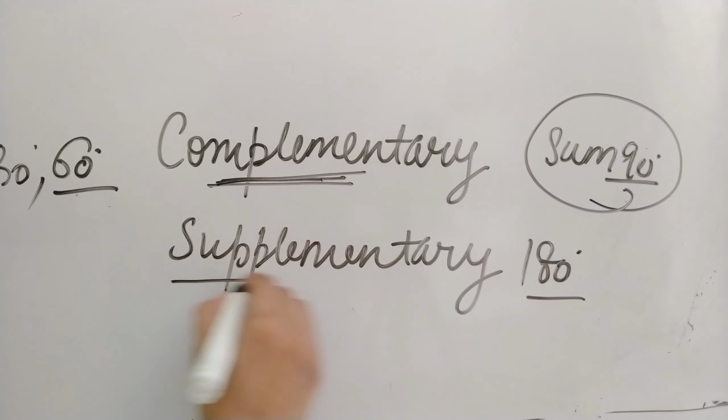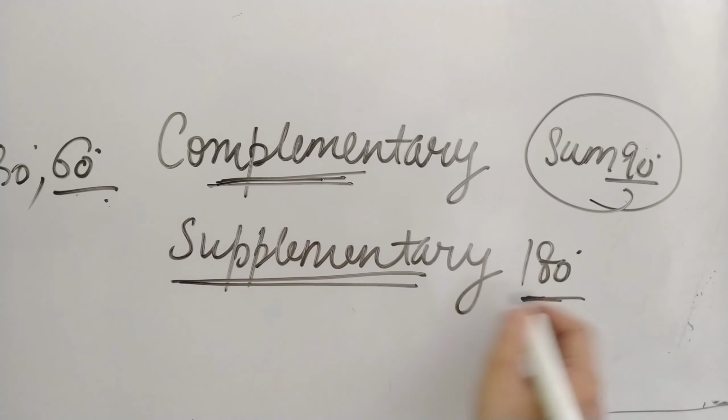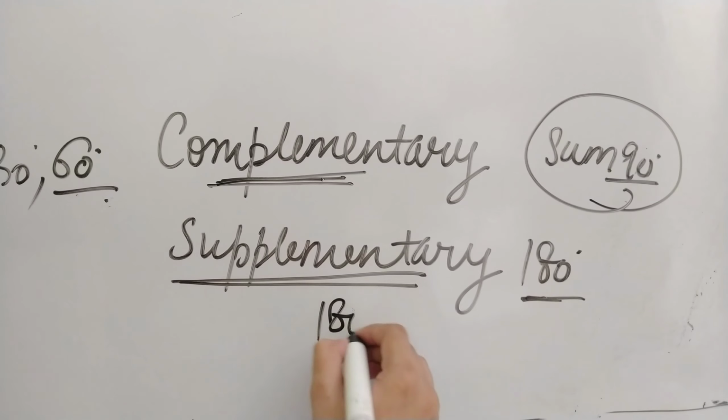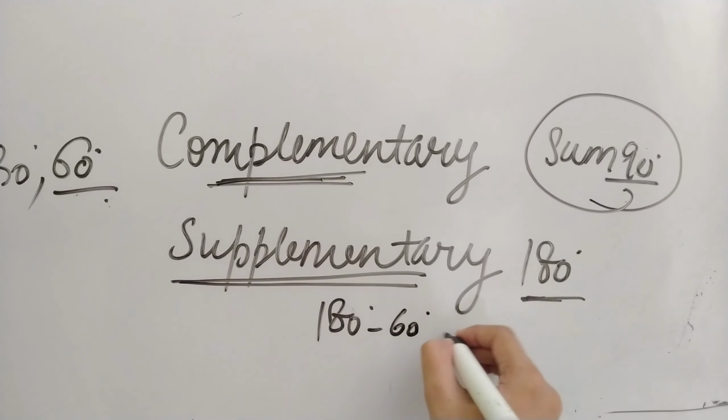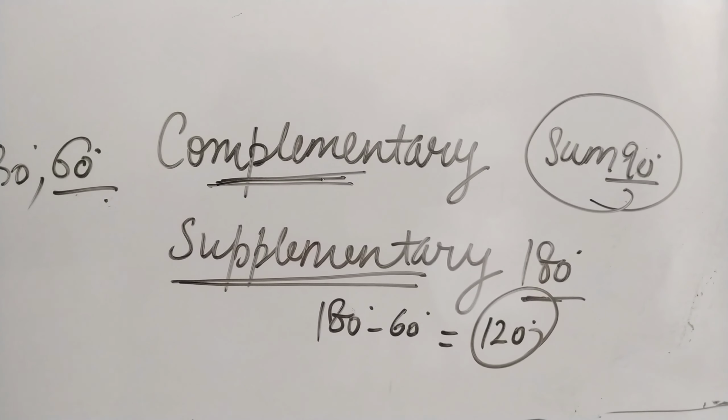Now if it is asked to find the supplement of 60 degrees, this time you will subtract from 180 degrees. When you subtract 60 degrees from 180 degrees, you get the answer, that is 120. So the complement of 60 degrees is 30 degrees, but the supplement of 60 degrees is 120 degrees. I hope you understood how you have to calculate these values.